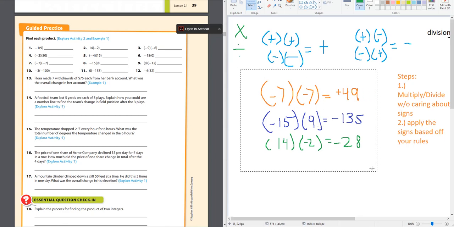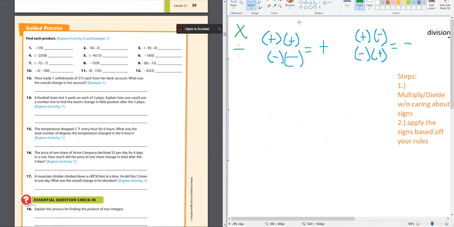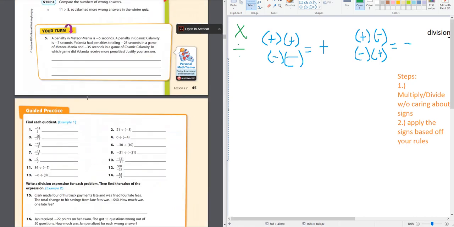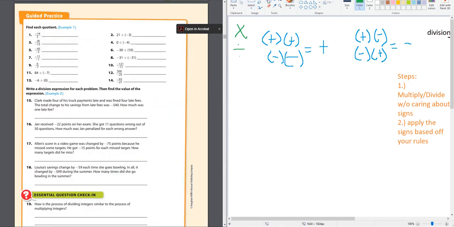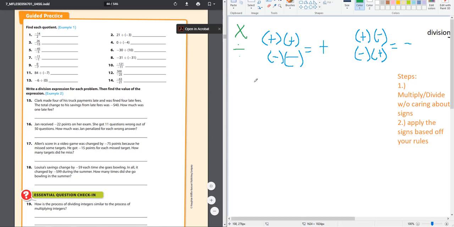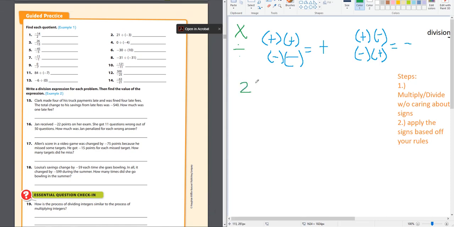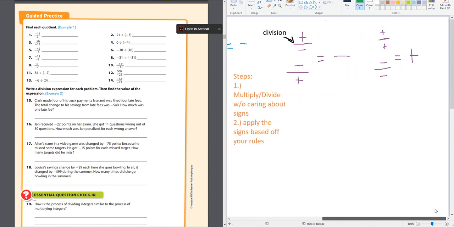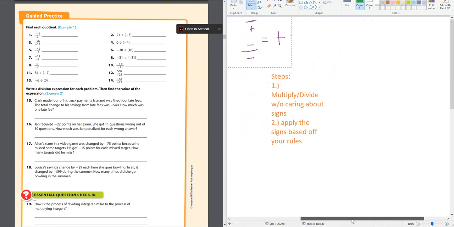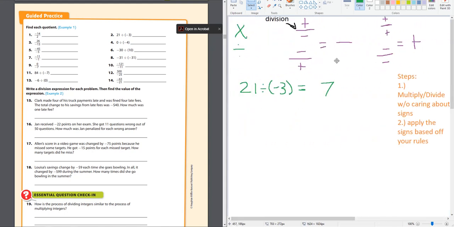So that's multiplication. Division is exactly the same thing, except, well, you're dividing. So here, let's say we have 21 divided by negative 3. Okay, I'm just going to divide as if I don't care about the signs, because right now I really don't. 21 divided by 3 is 7. And then I will move my division rules now to here. There we go.